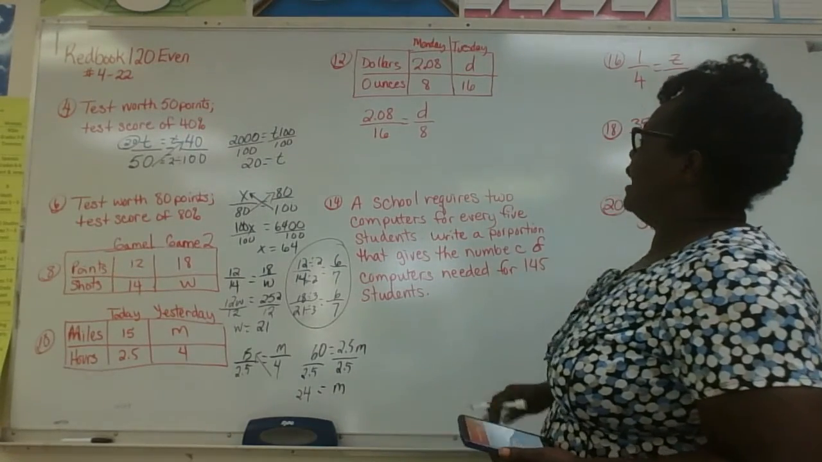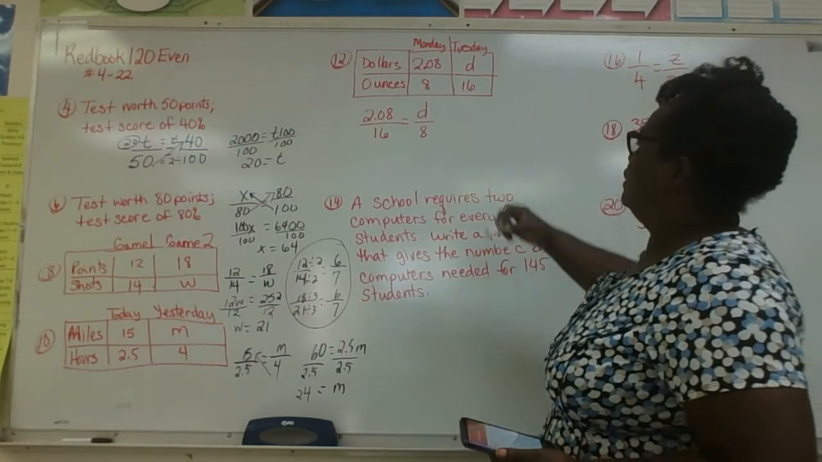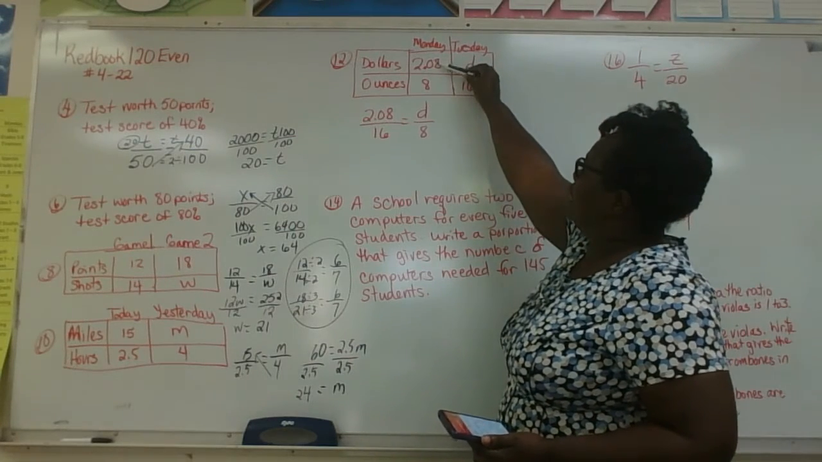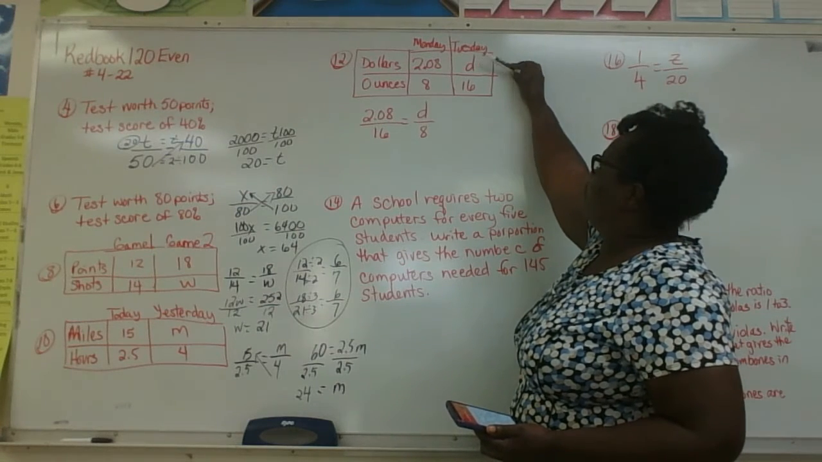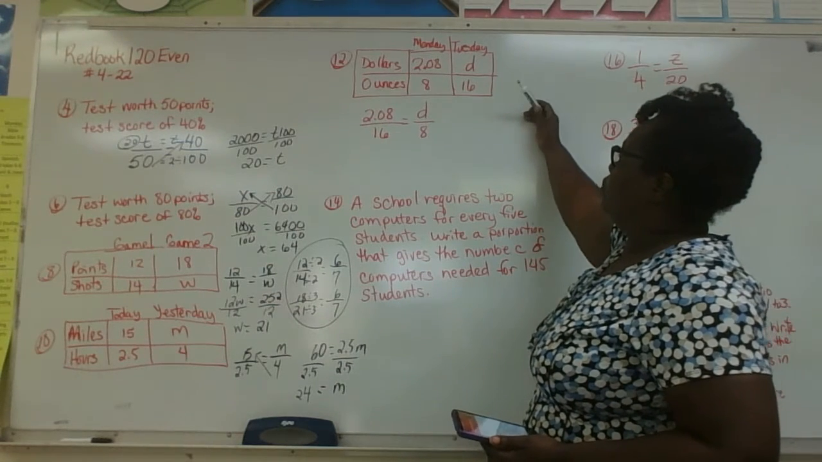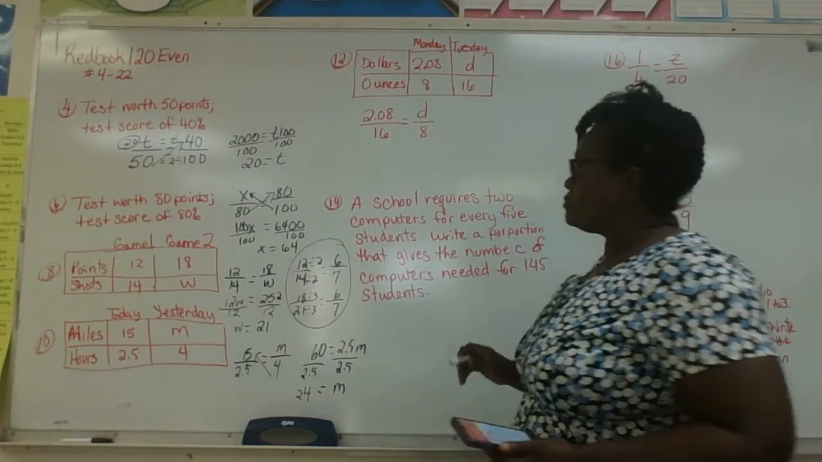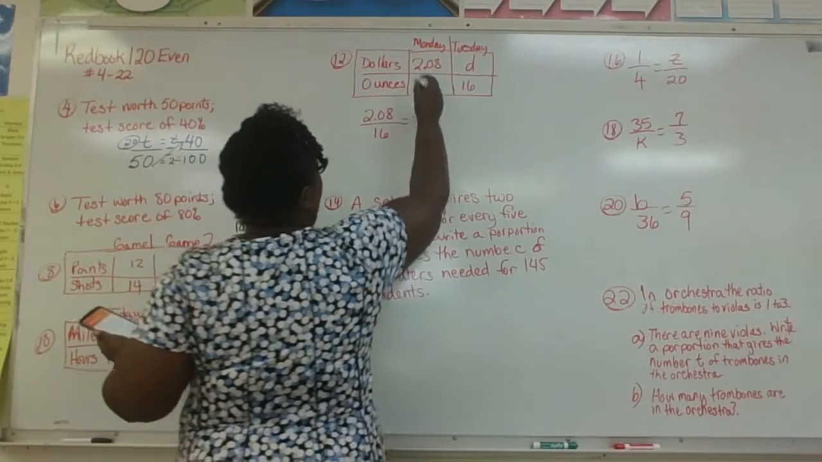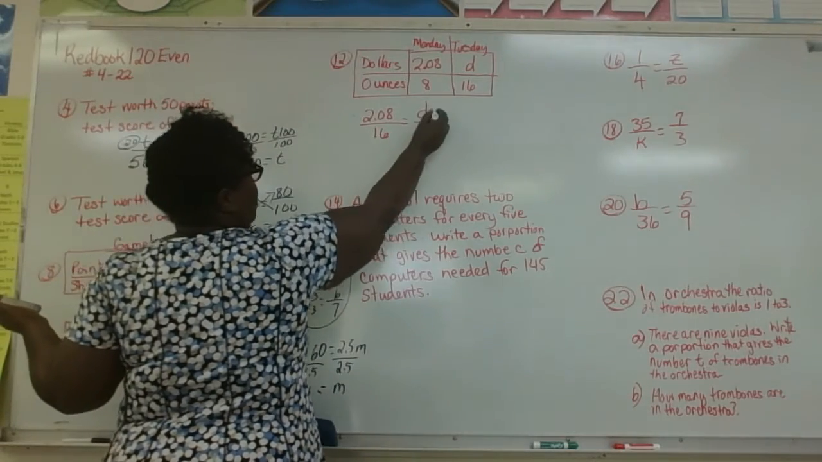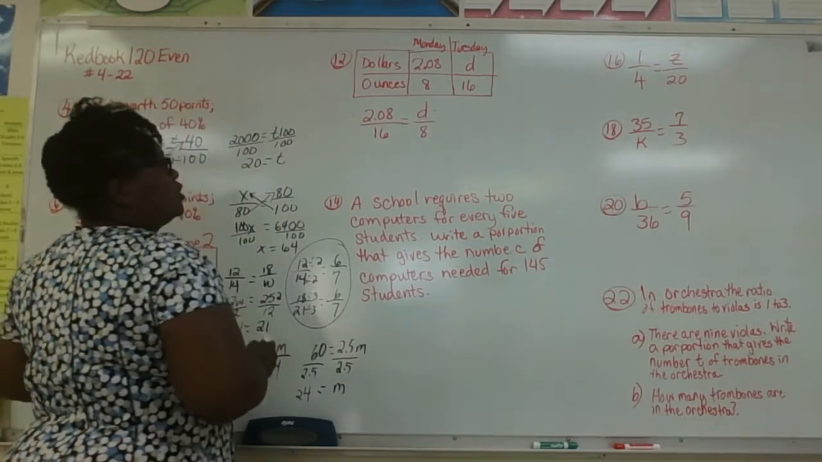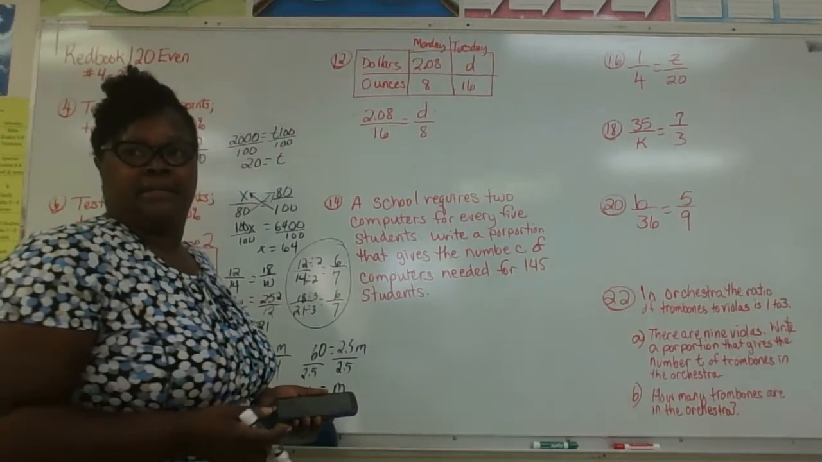All right, let's take a look here. The question is asked, what is the error? Here we have $2.08 to 8 ounces, and here we have the unknown dollar amount to 16 ounces. When we look at the setup, Monday, we have part of Monday, part of Tuesday. Part of Tuesday, part of Monday. So it's not set up correctly, all right?